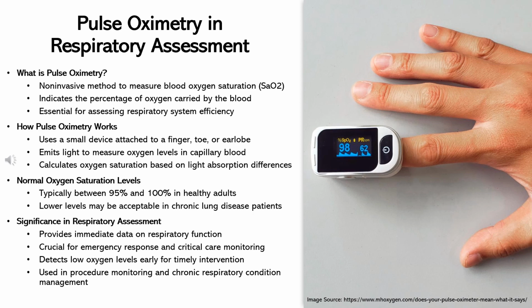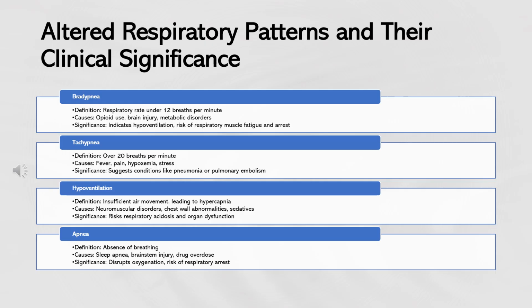It's also commonly used to monitor patients during procedures that could affect breathing, as well as managing chronic respiratory conditions. Now let's discuss some altered respiratory patterns and what their significance is. Recognizing these deviations is crucial for early detection of respiratory complications and to initiate appropriate interventions.